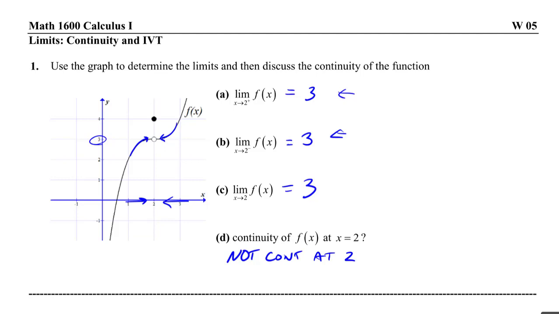Because notice that f of 2 is 4. And so the limit as x approaches 2 of f of x, which we found to be 3, is not equal to 4, which is actually what f of 2 is. Hence, it is not continuous at 2. The limit existed, but it wasn't continuous. By the way, this is a removable discontinuity because the limit did exist.